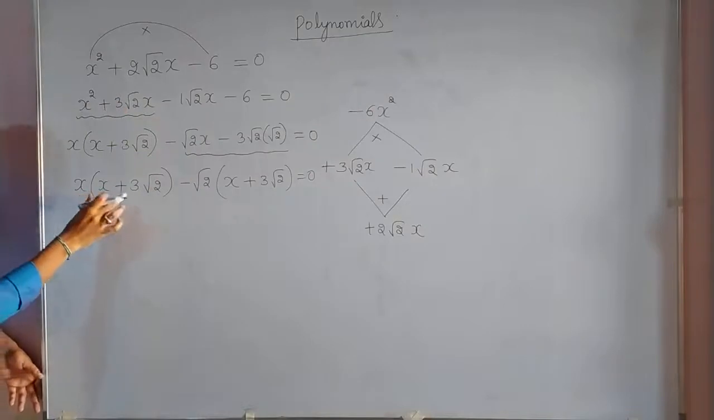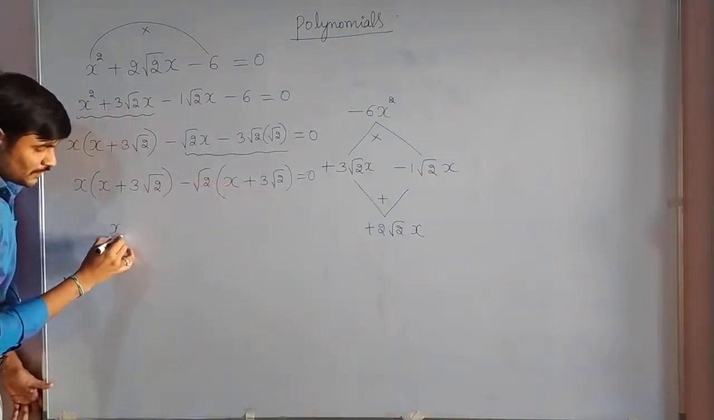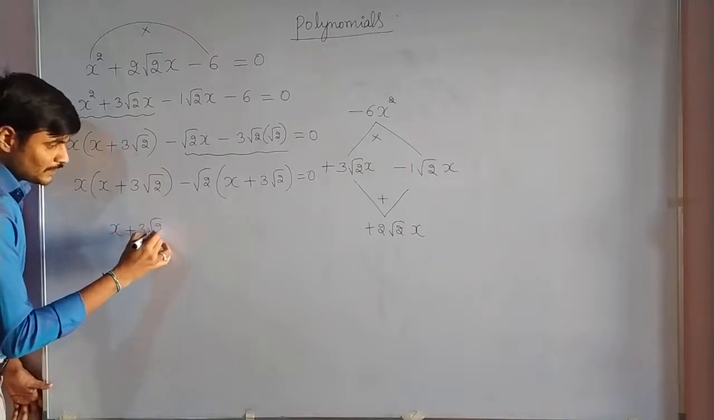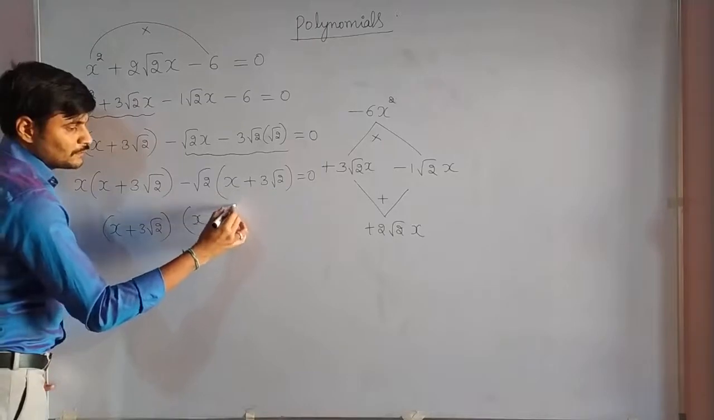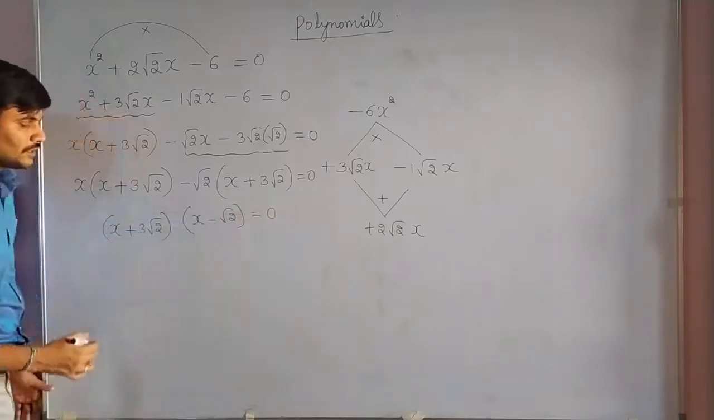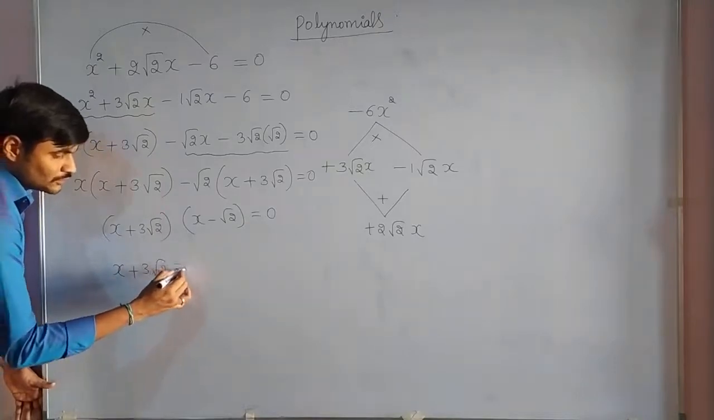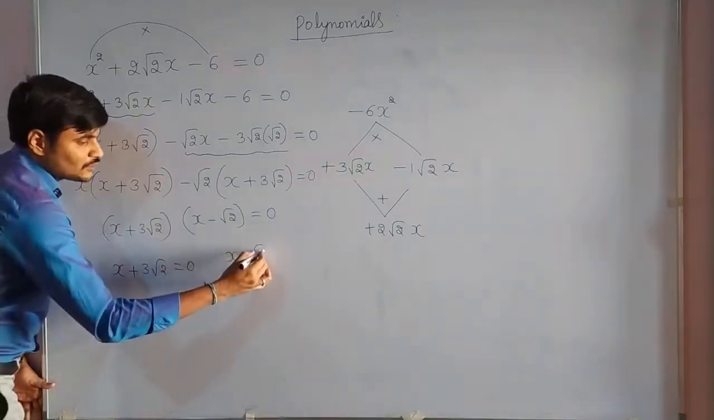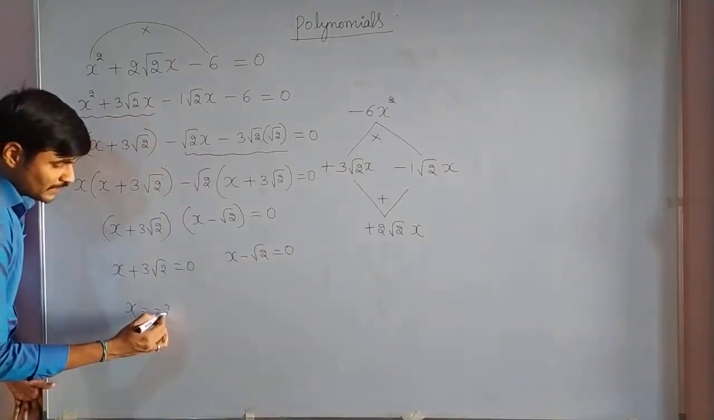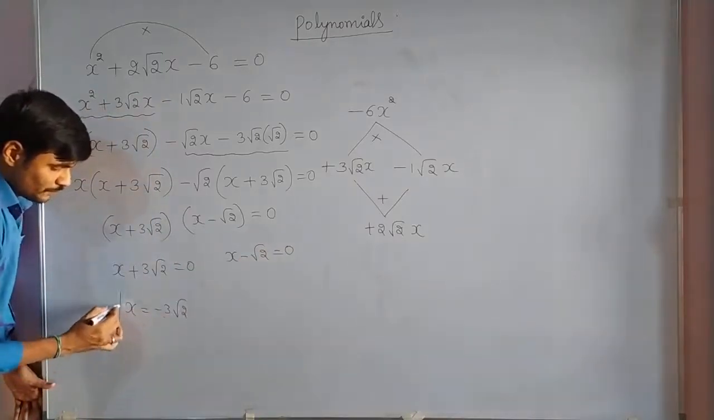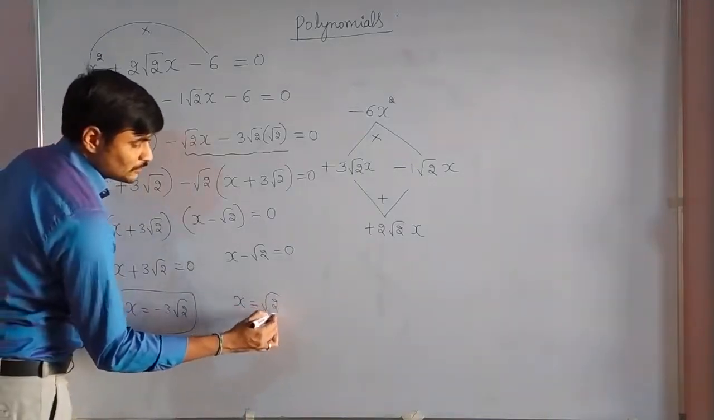Now in both cases, x plus 3 root 2 is common here, so taking x plus 3 root 2 common, we will get x minus root 2 is equal to 0. Now 2x plus 3 root 2 is equal to 0 and x minus root 2 is equal to 0. Then x is equal to minus 3 root 2, and here x is equal to root 2.